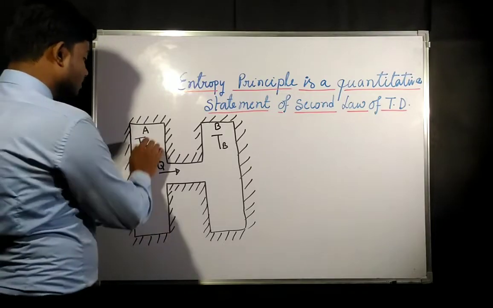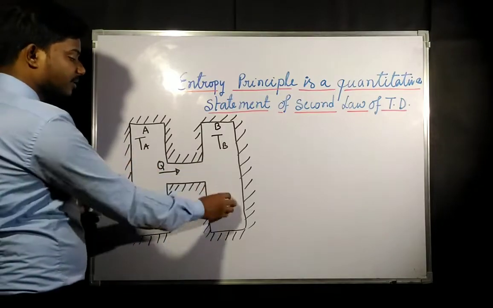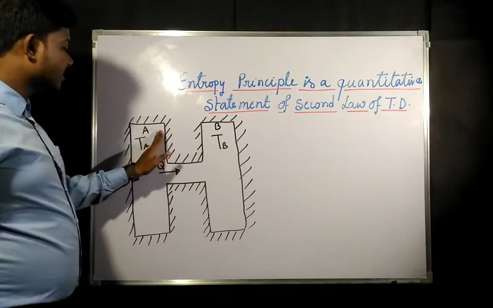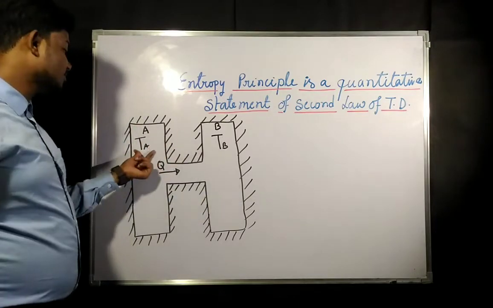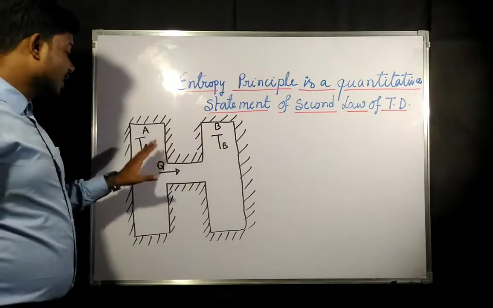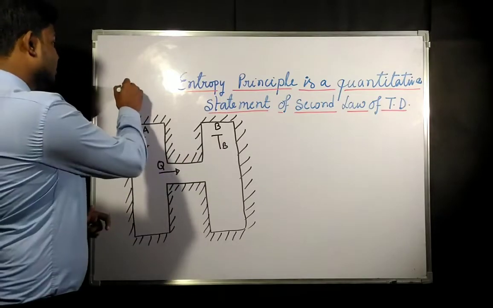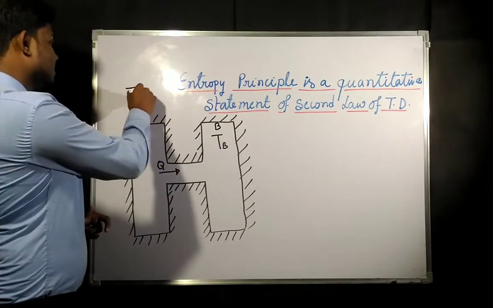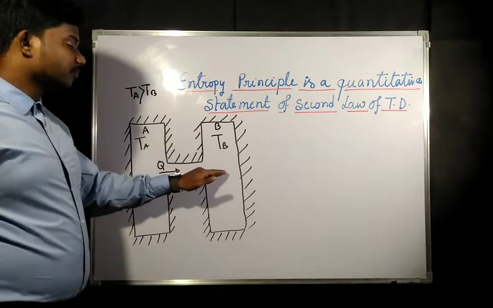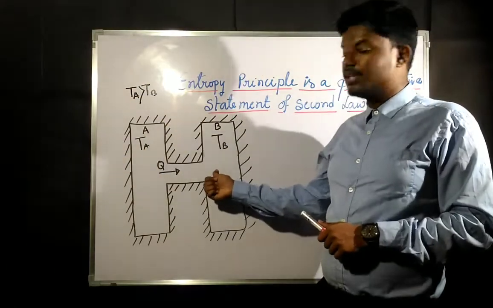Now suppose this is a place with some amount of particles and this is another place with some amount of particles. Suppose this part is A, at temperature TA, and this part is B, at temperature TB. Let us suppose TA is greater than TB, and we are transferring some heat to TB.